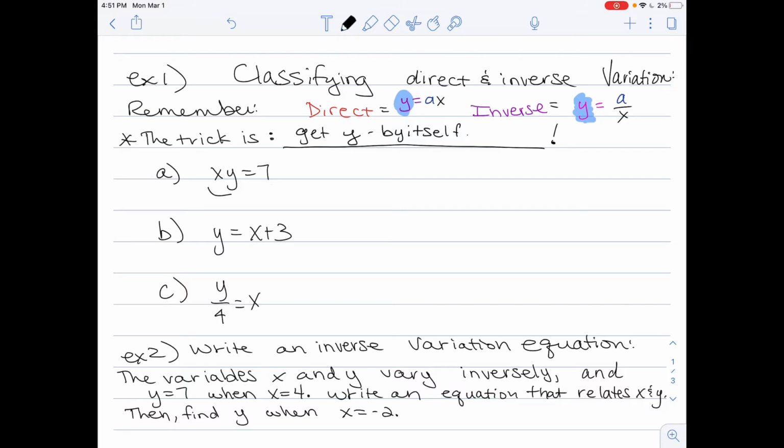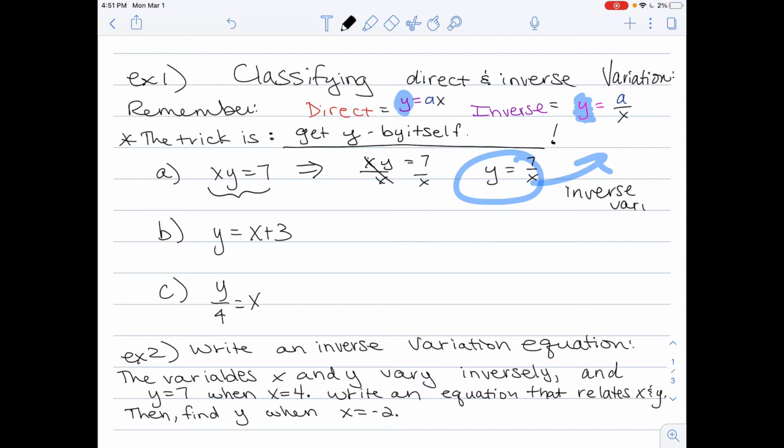So let's do that. We need to see if this is direct, inverse, or neither. We're going to get y by itself. If I've got xy equals 7, I'm going to divide both sides by x, and I get y equals 7 over x. Doesn't this look a lot like inverse variation? So this is inverse variation.